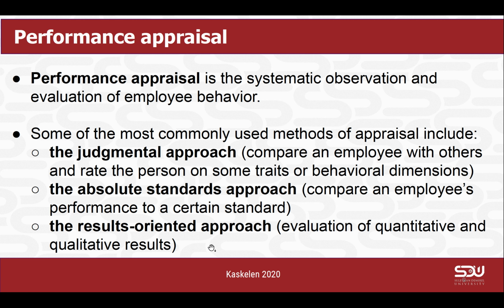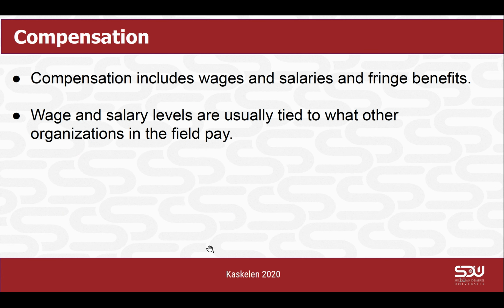Okay. Finally, the results-oriented approach, becoming quite common these days, is the evaluation of quantitative and qualitative results of an employee instead of comparing the performance to a standard. And finally, compensation is the part of the human resource administration that includes wages and salaries and other benefits. Okay, so wages and salary levels are usually tied to what other organizations in the field pay.